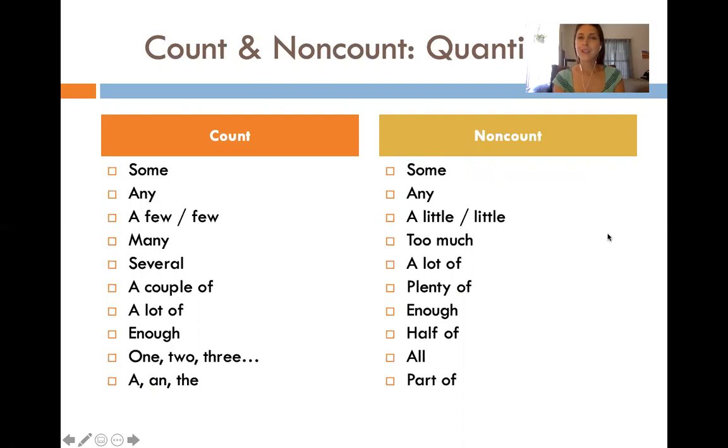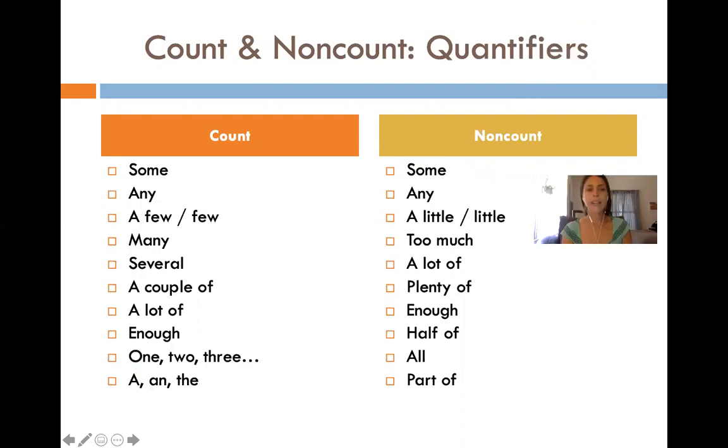Okay. So some of the quantifiers that are followed, and some of these for non-count can be count as well, but here are some for count. You can say some, any, a few, or few. Remember for a few and few, a few means a positive or affirmative connotation, and few means negative or little. So let's go through all of them.